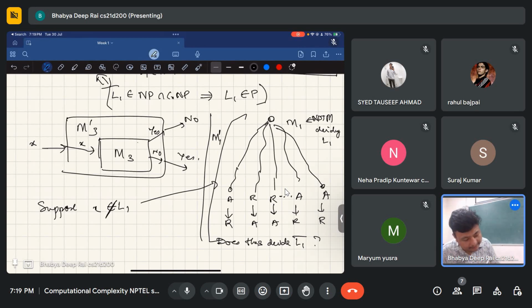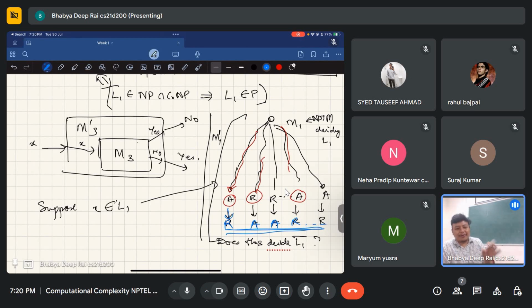Sorry, let's say X is in L1 bar. So there is at least one path where it accepts, and there is some path where it rejects. Once I flip it and make this M1 prime, there is reject also, there is accept also, and so on. Now, this bigger machine M1 prime, given X for this computational graph, what will it do? Some of the paths accept, some of them reject. According to the definition of non-deterministic Turing machines, will it accept or reject?